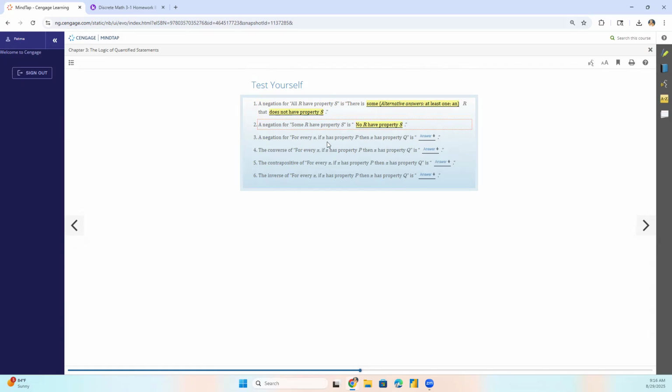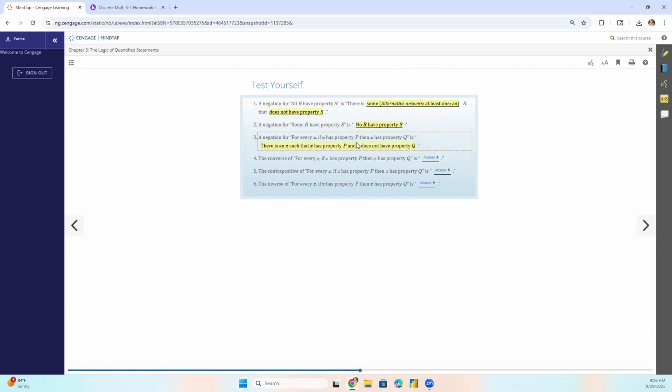When you say "for every X, if X has a property P, then X has property Q," and you want to negate this, and this is an if-then statement, instead of "for every X," we change this to "there's an X such that X has property P and X doesn't have property Q." This is the rule we learned for how to negate an if-then statement.